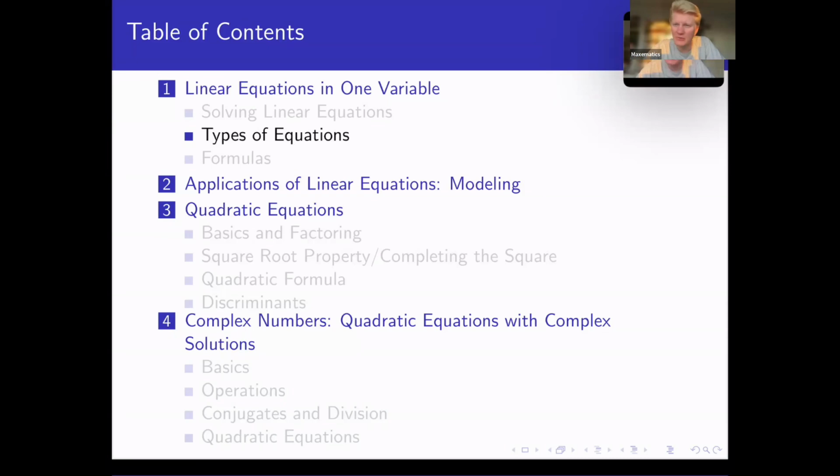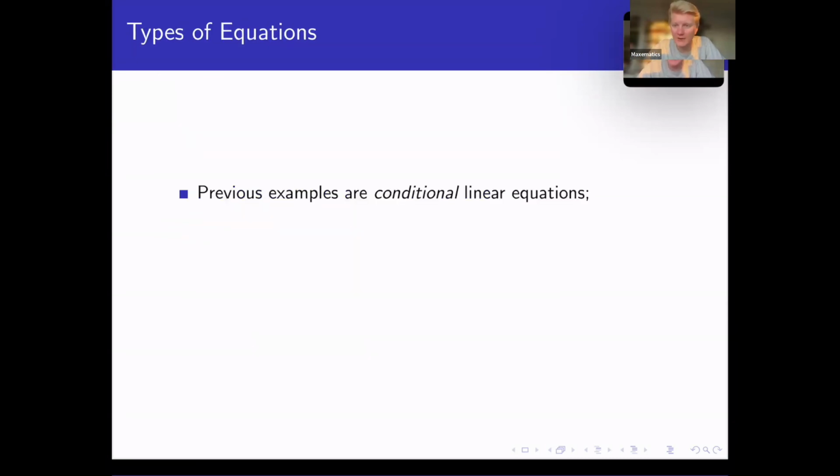We can get other, like, weird looking equations. So, what we had are conditional linear equations. Conditional linear equations just say that there's only one solution. When x equals 3, this equation is true. But that doesn't always happen. We have an infinite number of options for what we put on both sides. So we introduce two more types of equations.